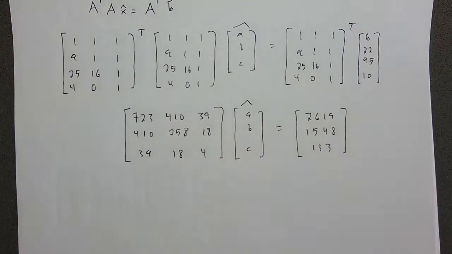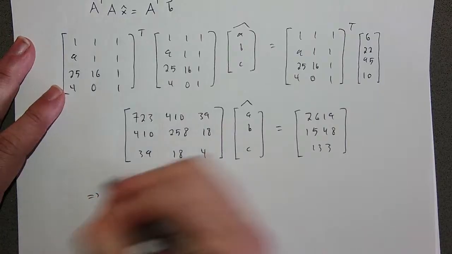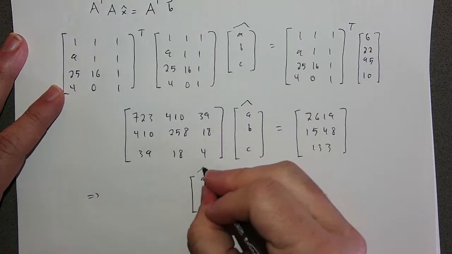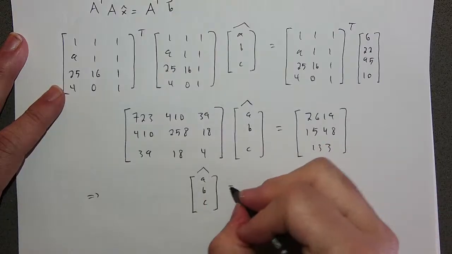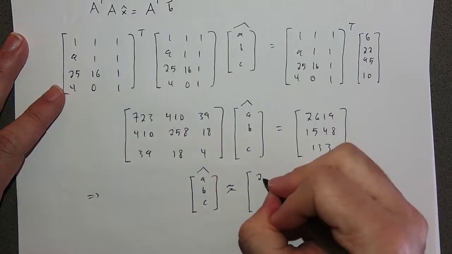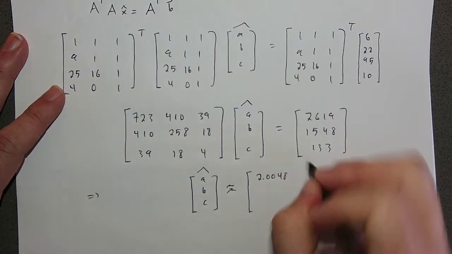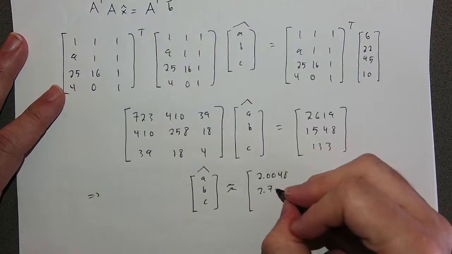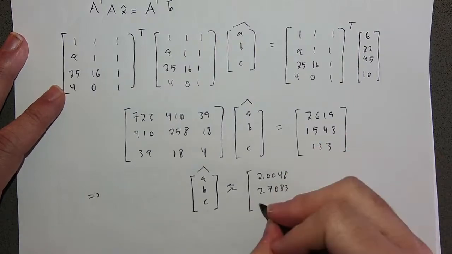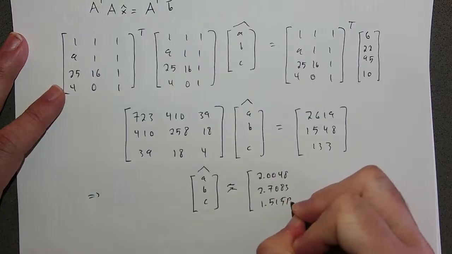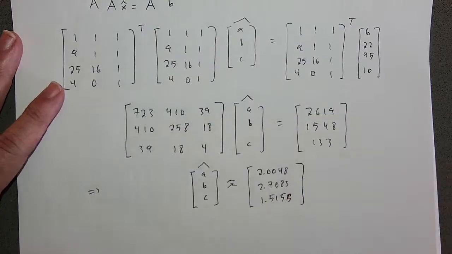So if I invert this thing and solve, I get my least squares solution. A, B, C is approximately 2.0048, 2.7083, and lastly 1.5155. Okay.